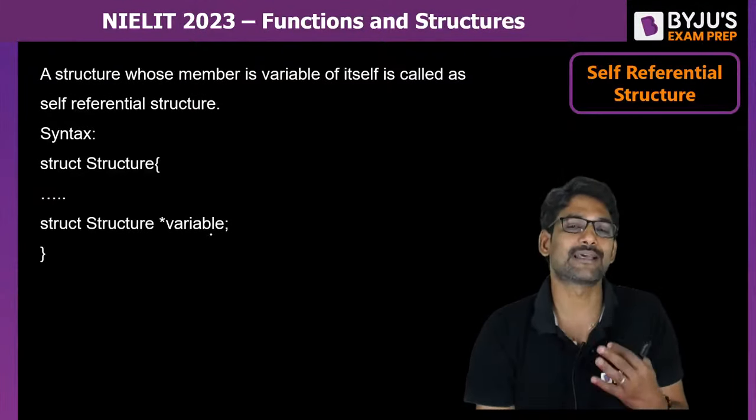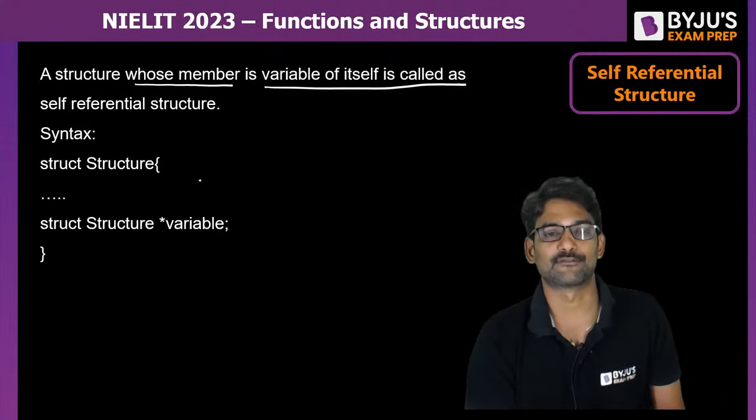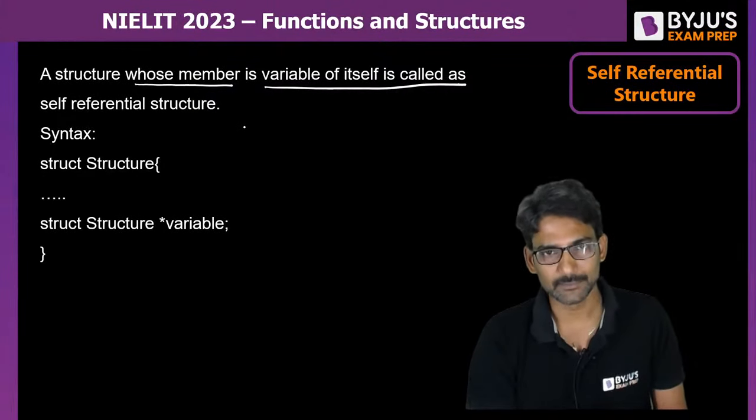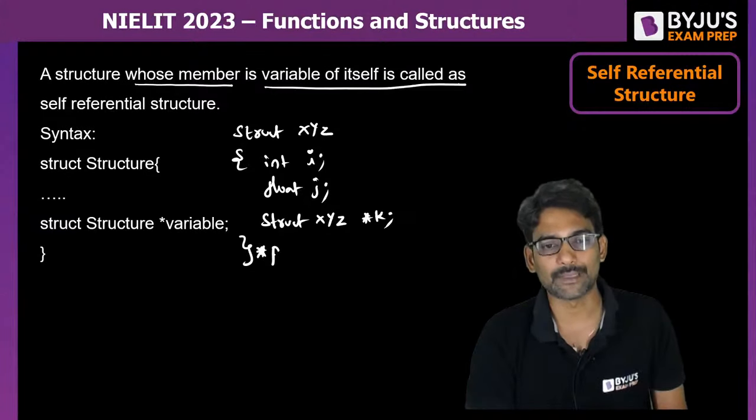And what is a self-referential structure? If any structure member is a variable of itself. For example, struct xyz { int i; float j; struct xyz *k; } *p.